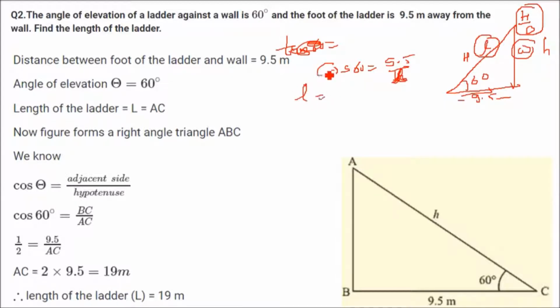L will be what? We know that cos 60 is half. So this half goes up, means 2 goes up. So 9.5 into 2 is 19 meter. So the length of the ladder is 19 meter. But you have to write like this. I am just giving you the logic and the idea of how to solve it, but this is how you have to write in your examination and when you are doing the homework.